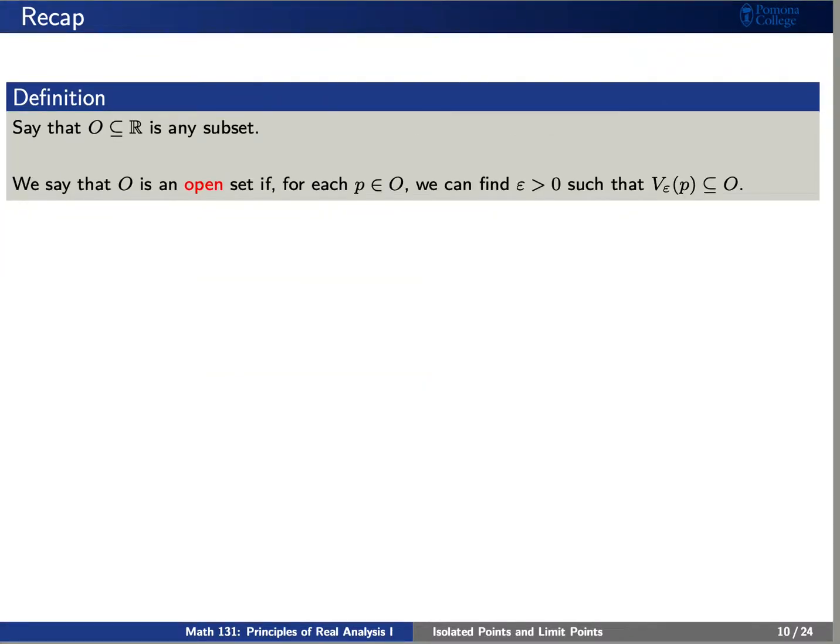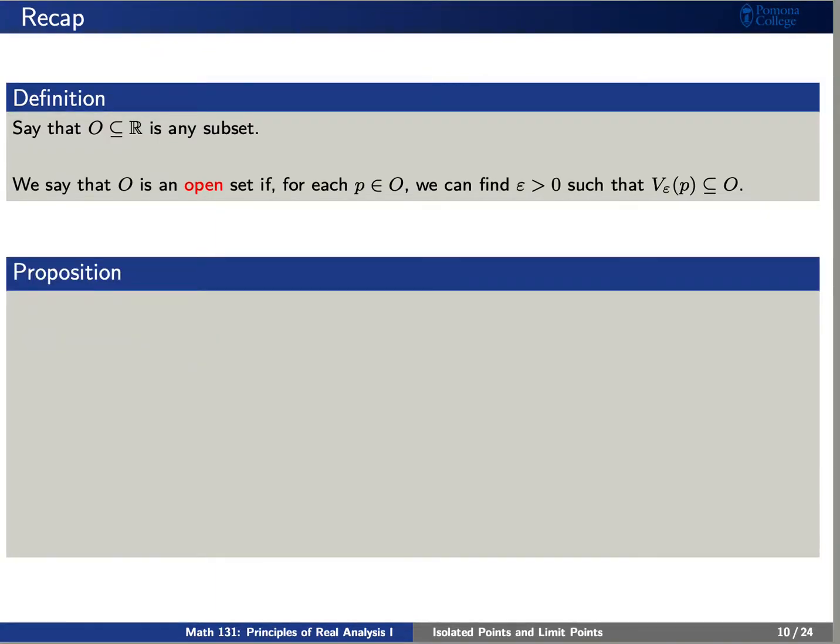Next, we define an open set. Let's say that capital O is a subset of the real numbers. We say that capital O is an open set if, for any p in our set capital O, we can find a positive epsilon such that V sub epsilon of p is contained in capital O. The following proposition gives the main properties of open sets.